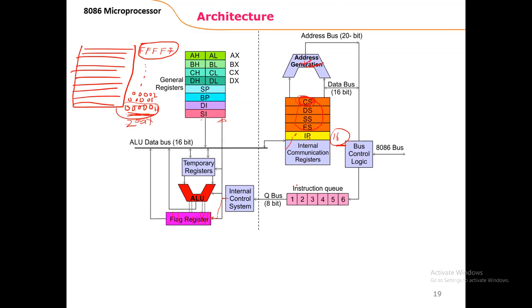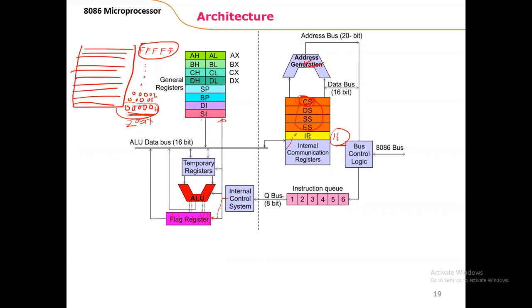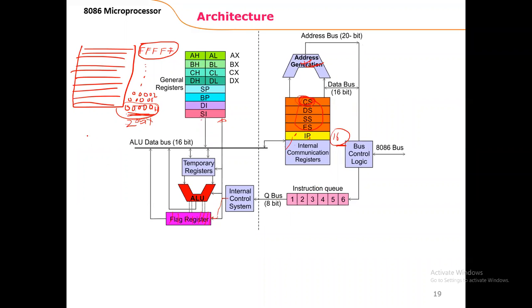Total 6 queue. Queue means data pipeline. Suppose this is one instruction, this another instruction, another instruction. These all are waiting in the pipeline. First this transfers, then the next waits. These 6 are in the waiting list. This is called the instruction queue. So this is your architecture.